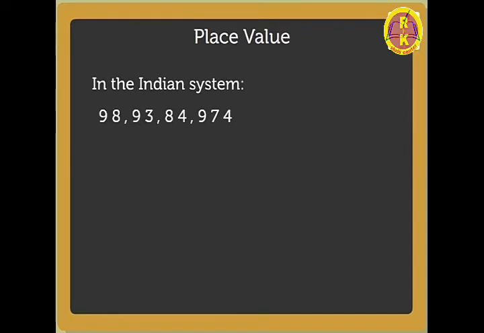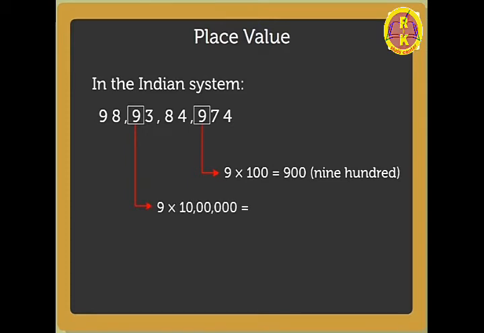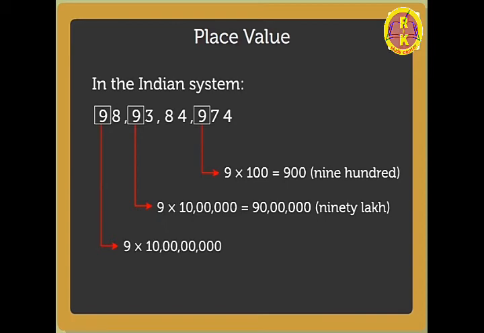Here, the place value of the 9 on the right is 9 into 100 is equal to 900. The place value of the 9 in the middle is 9 into 10 lakh is equal to 90 lakh. Lastly, the place value of the 9 on the left is 9 into 10 crore is equal to 90 crore.